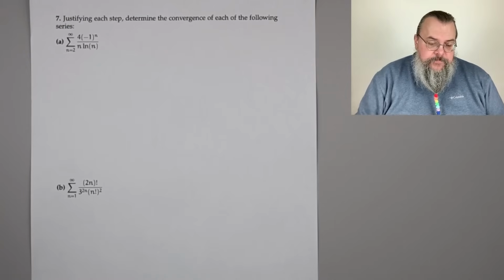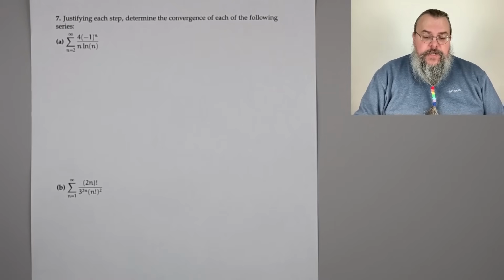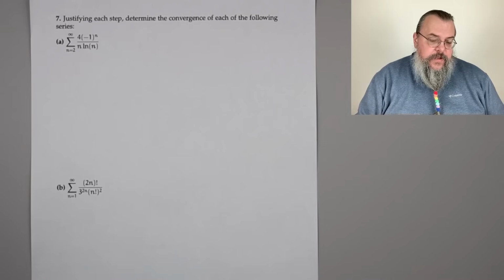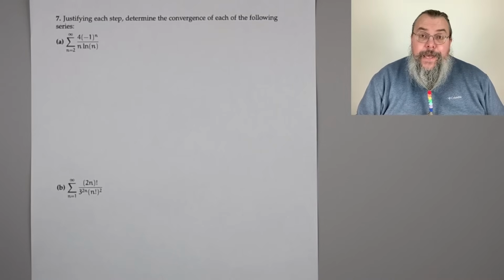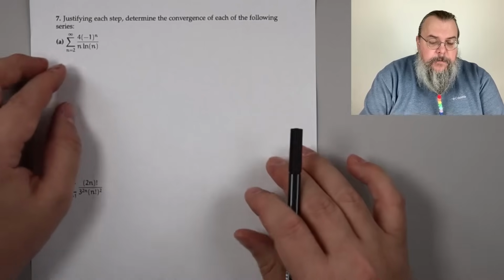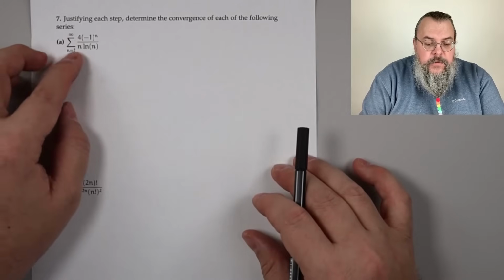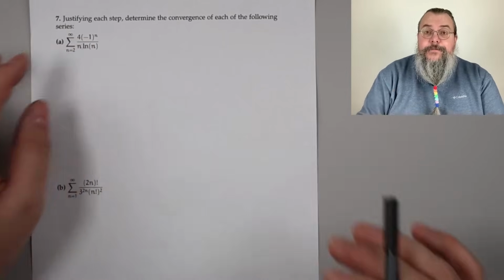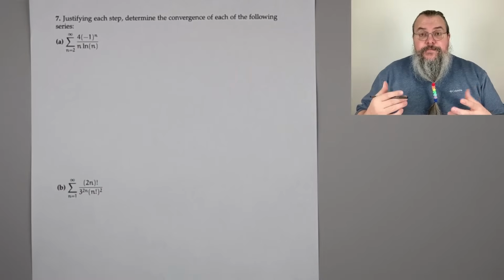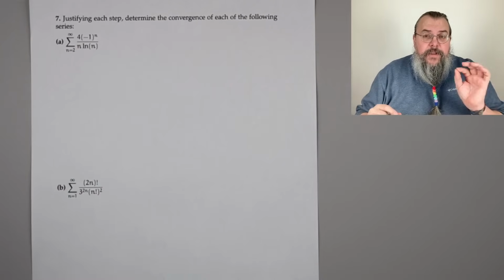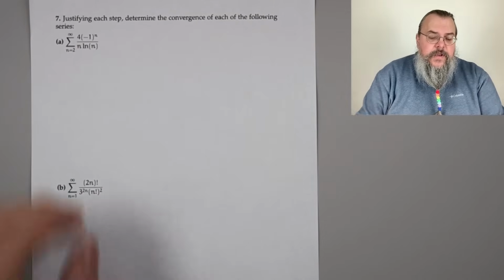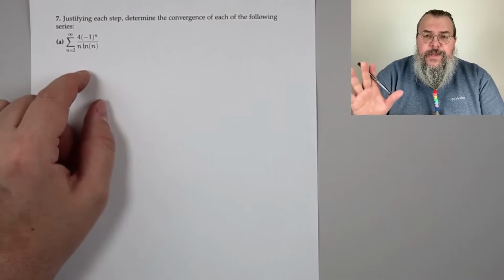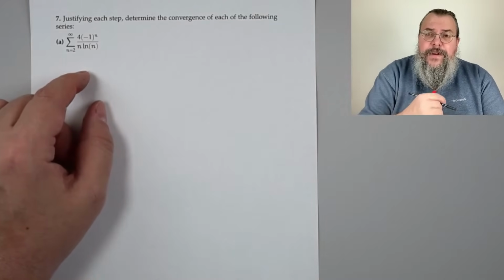Number 7. Justifying each step, determine the convergence of each of the following series. So let's start with A. We have our sum from 2 to infinity of 4 times negative 1 to the n over n log n. Now, we see the negative 1 to the n, and so we say, it's plus minus plus minus plus minus. What happens to this n log n? By the way, the 4 doesn't do anything. The 4 you can pull outside of the sum.